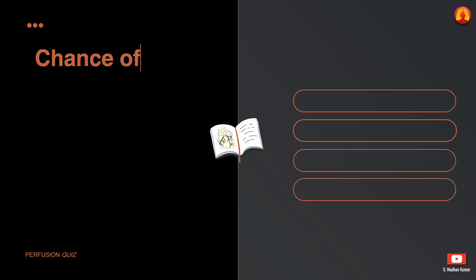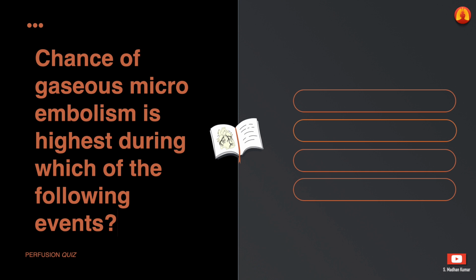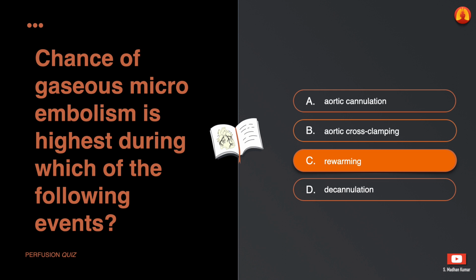Chance of gaseous microembolism is highest during which of the following events? A. Aortic cannulation. B. Aortic cross-clamping. C. Rewarming. D. Decannulation. The correct answer is rewarming.